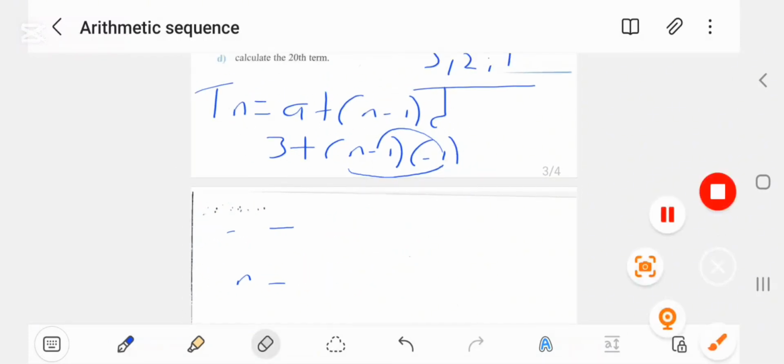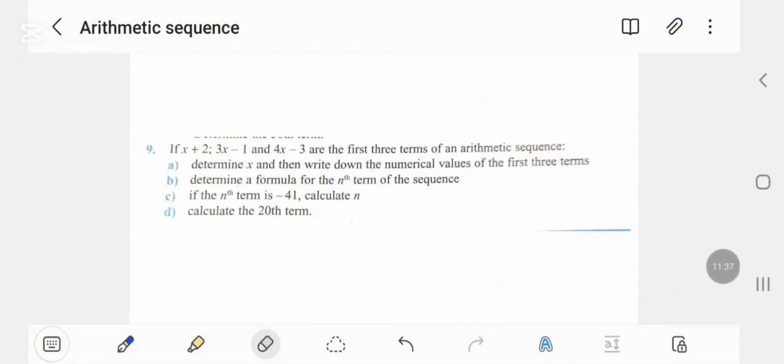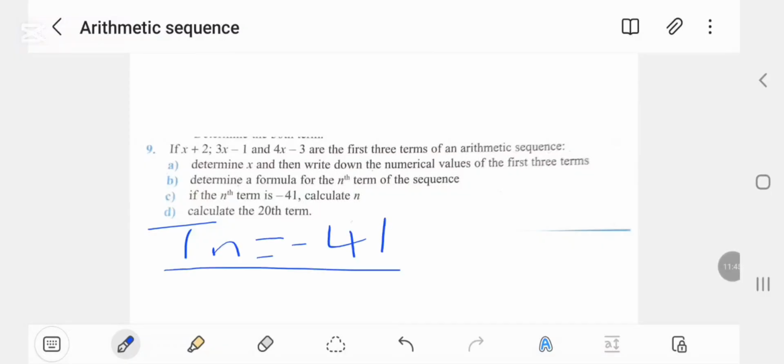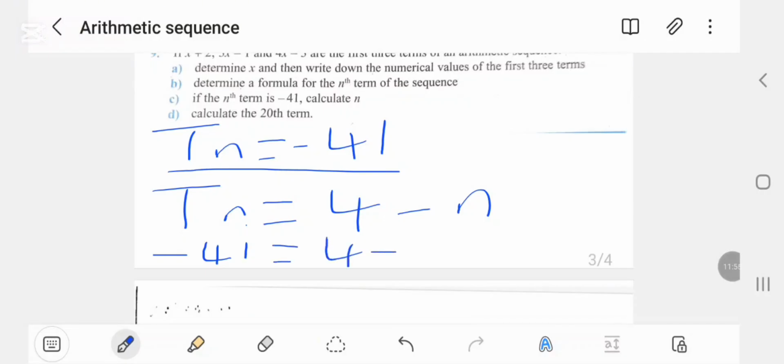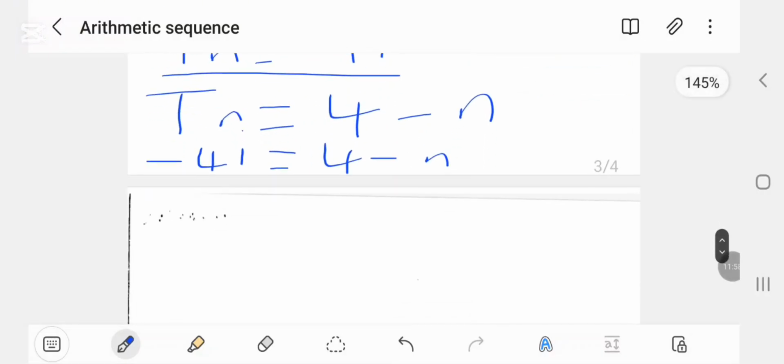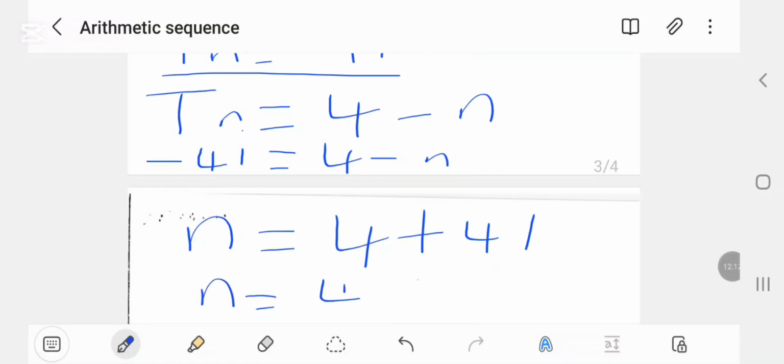And then the next question. If the nth term is minus 41, tn is minus 41, calculate n. We already have the general formula, so minus 41 is equal to 4 minus n. Let's solve for n. So n jumps to the left and becomes positive, 4 minus 41 jumps, and then we have plus 41. So our n is 45.